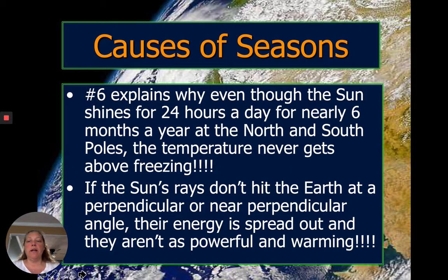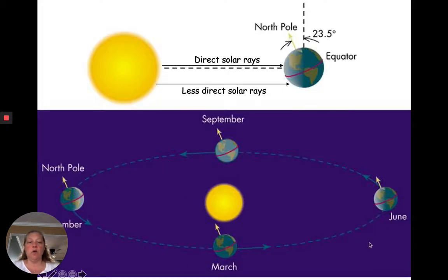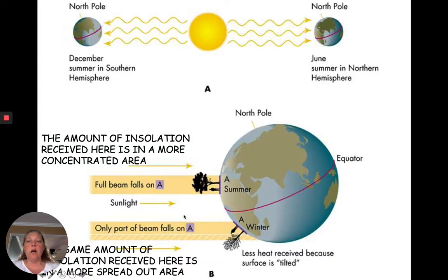Okay, and let's just get into our diagram. Looking at this diagram, just look at that North Pole, see where it's pointing towards the sun. That's our summer. That's Northern Hemisphere summer. Here's what I was talking about before. Here's a full beam falling on A where it's more perpendicular. It's over a smaller area. Here's the same beam of light spread out over a greater area.